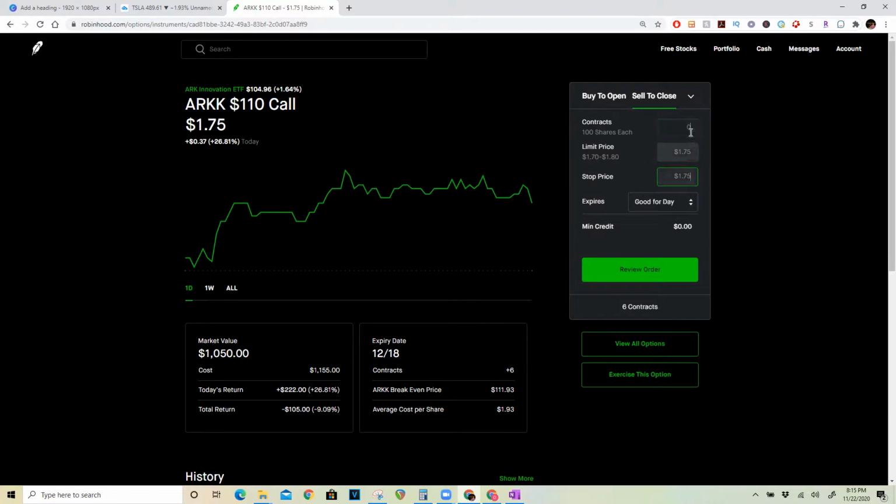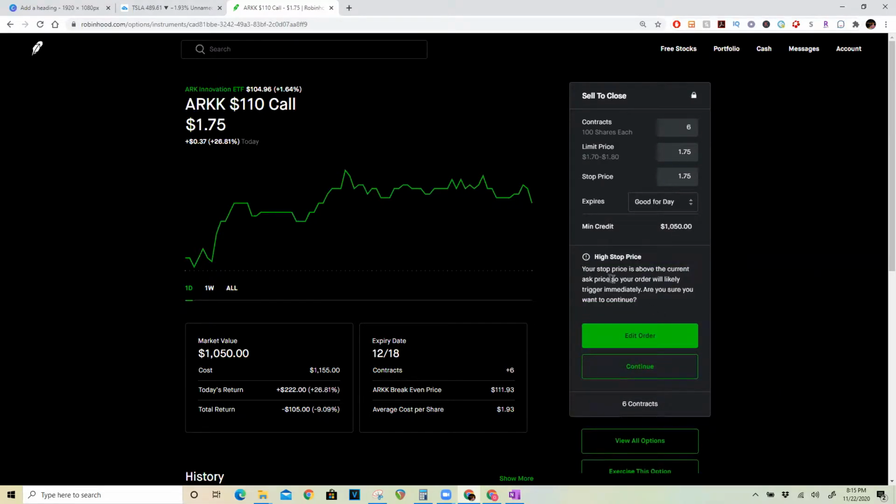So for example, just to show you how that works, let's say I set it up as is. I set the stop price at 175, which is what it's trading at. I want the limit price to be 175. I click on review order. It's going to tell me that the stop price is high, which means that it can trigger immediately, and it might sell off right here.